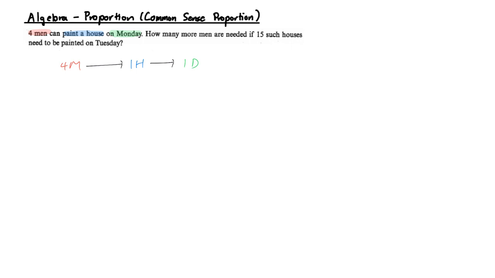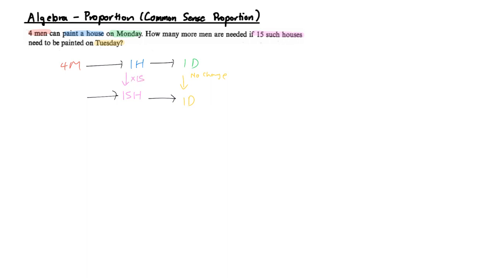Now, how many more men are needed if 15 such houses need to be painted on Tuesday? Now, Tuesday tells you that it's still 1 day. So this, no change. It will still be 1 day. All right. So just let me draw the arrows here. Now, the only thing that now changes is that we have 15 houses. Okay, over here. So 1 house becomes 15 houses. So this change will be times 15.